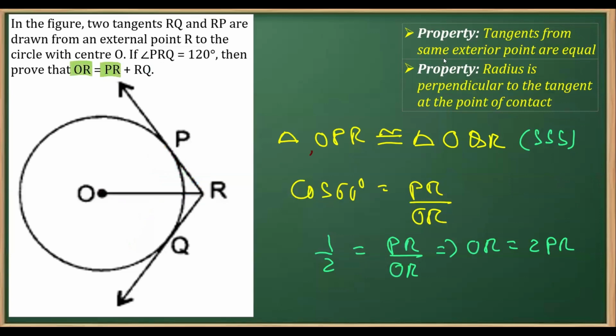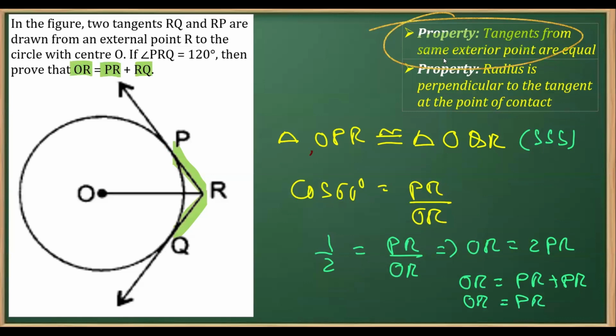But now check here. OR, we need to prove, is PR plus RQ. But we got 2 times PR. But we know, as I told you in the beginning, that tangents from the same exterior point are equal. So I can say that PR is equal to RQ. Now, this is what I'm going to do in the next step. We have OR is equal to 2 times PR, which I can write as PR plus PR. I can replace one of these PRs, as you can see that PR is equal to RQ, so I can write RQ instead of this.